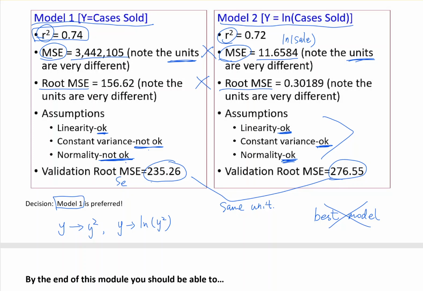prefer model 2 because although model 2 has a little bit smaller r squared and a little bit larger MSE, I will focus more on their assumptions. That's fine. So for this case, if you focus more on the assumptions, then you can choose model 2.